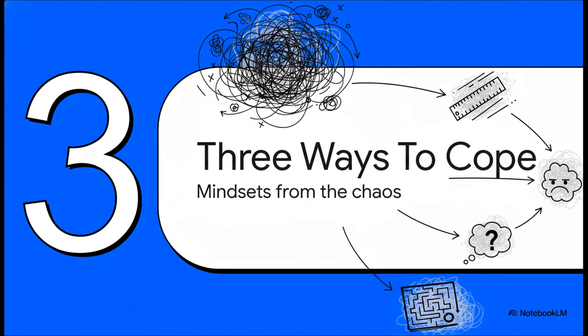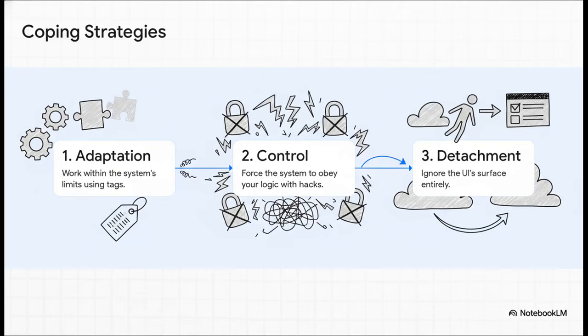So after trying and failing to force perfect order onto the system, users tend to drift into one of three distinct camps. It becomes less about the tool itself and more about the mindset you have to adopt just to live with it. So you've got three main strategies. First up is adaptation. You just accept the limits and you use tags like you're supposed to. Second is control. You actively fight the system with your numbering schemes and other hacks. And then finally, there's detachment. And that's a whole different ballgame.